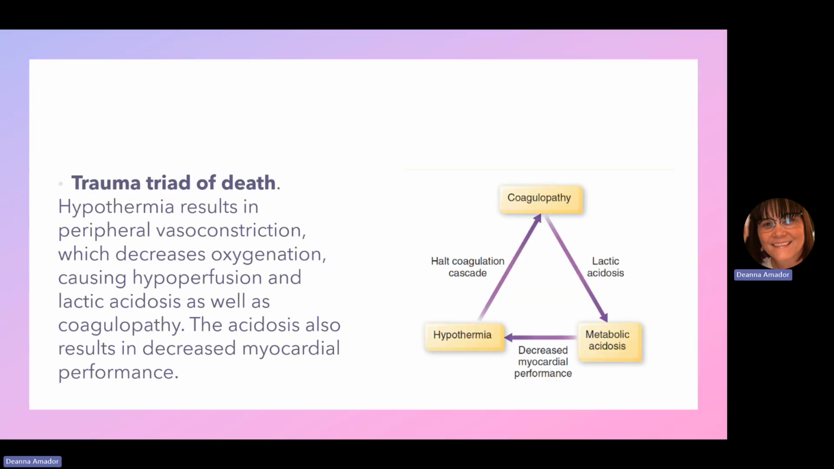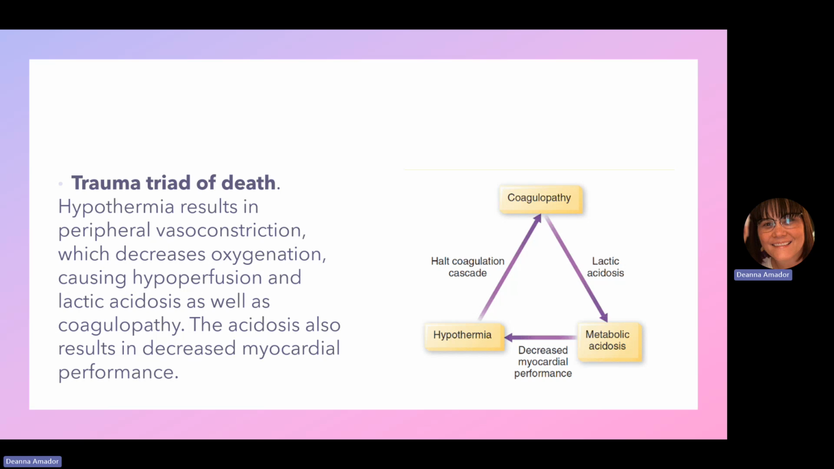So the trauma triad of death, I kind of threw it in last week's lecture as well, just so you really kind of get a good understanding of it. This exact slide is in last week's lecture. So trauma triad of death, hypothermia results in peripheral vasoconstriction, which decreases oxygenation, causing hypoperfusion and lactic acidosis as well as a coagulopathy. And then it says the acidosis also results in decreased myocardial performance.